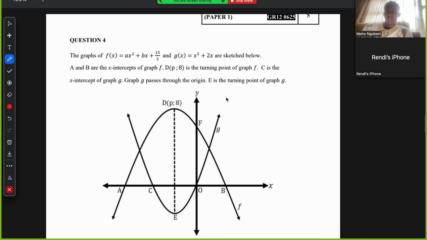We're going to do interpretation of this graph, without even looking at the questions. I'm going to start with this one. If we're told to solve this where the two graphs meet, how will we go about it? Equating the two graphs, f(x) is equal to g(x). Correct. We're going to say f(x) is equal to g(x). And when we equate the two graphs, what are we solving for?